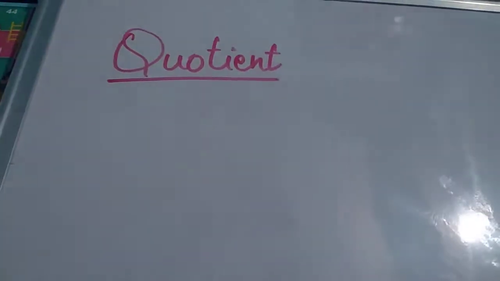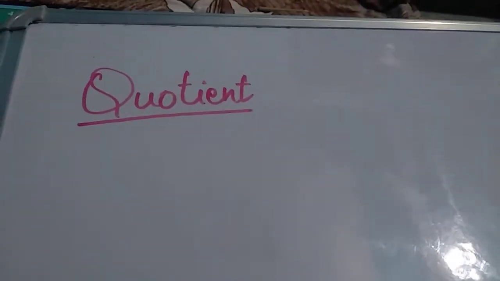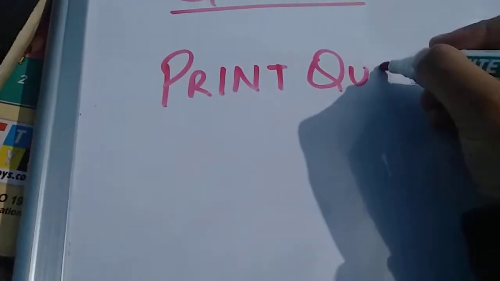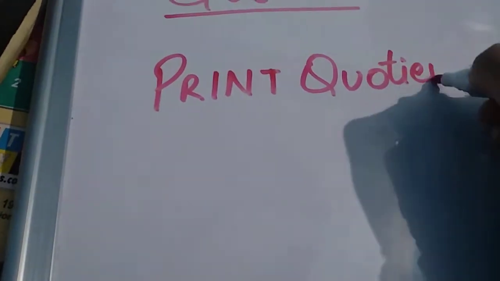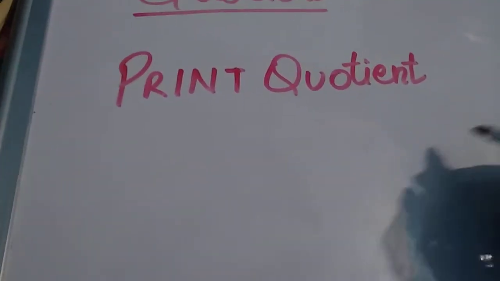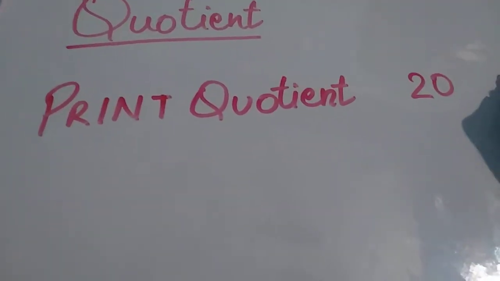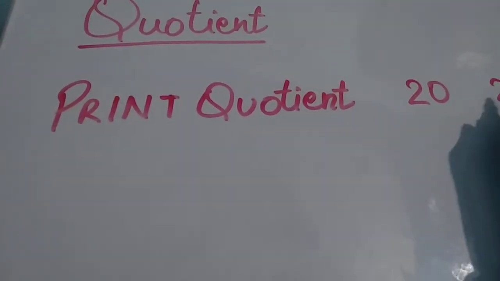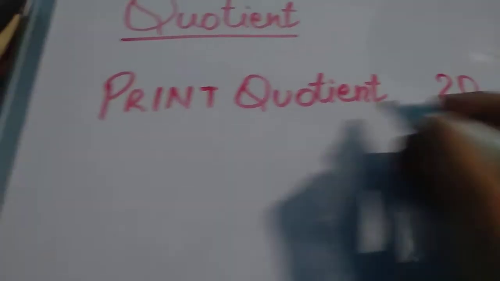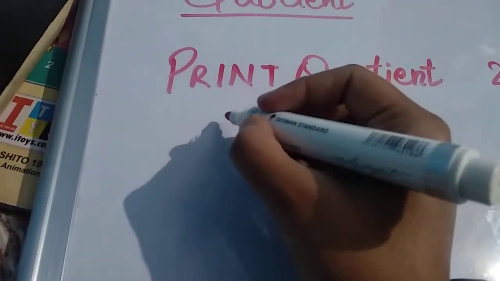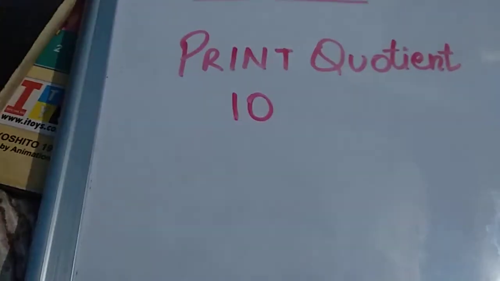Okay, so I have already told you that it accepts two values as input. So we need to give the two values. We will give the print command, print quotient. It will only print the quotient, not the remainder or anything else. We have to give two inputs, like 20 and 2. It will divide 20 by 2. So what will the quotient be? 10. So our output will be 10.